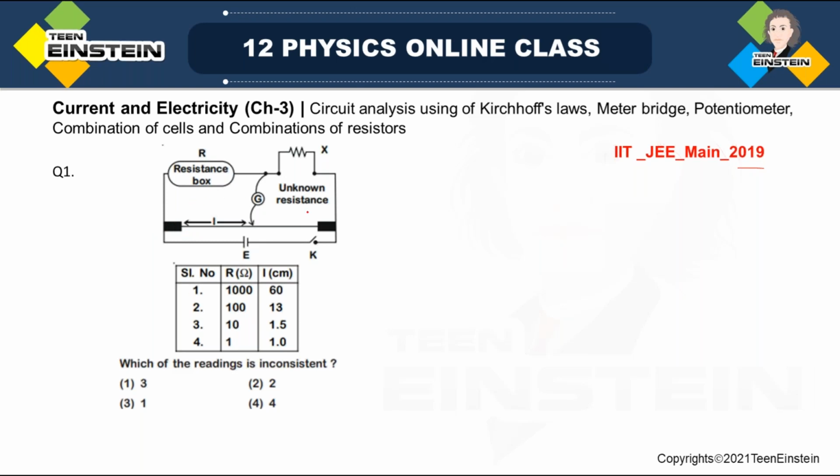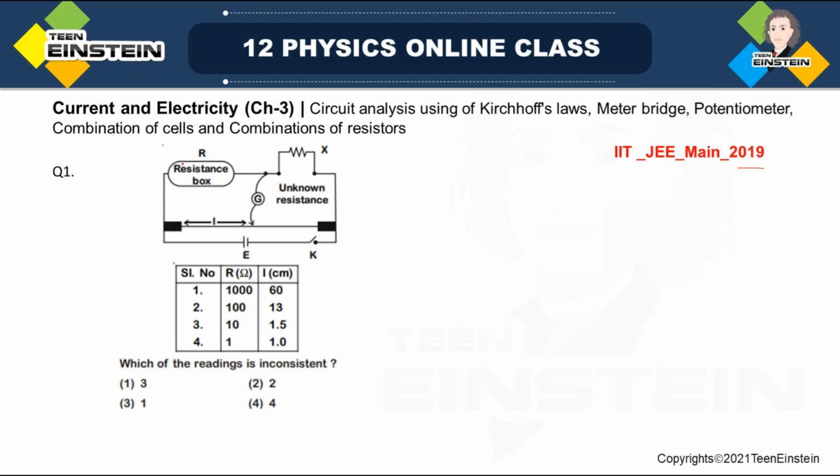You can see this is a schematic diagram of a meter bridge circuit, which acts on the principle of Wheatstone bridge. We have discussed Wheatstone bridge in the previous class, and we have solved a few problems on that. One of the applications of Wheatstone bridge is the meter bridge, and we use its principle to calculate an unknown resistance.